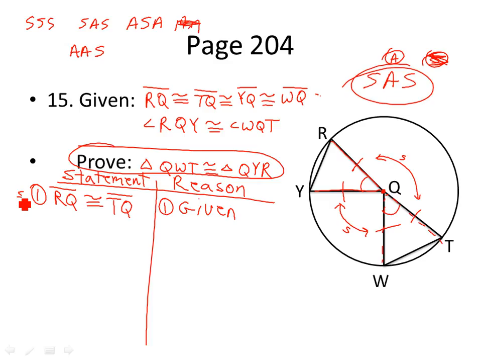All right, so I got a pair of sides. Is that enough to say the 2 triangles are congruent? No. Can I say any more stuff about those 2 segments being congruent? Not really. So where do I go next?